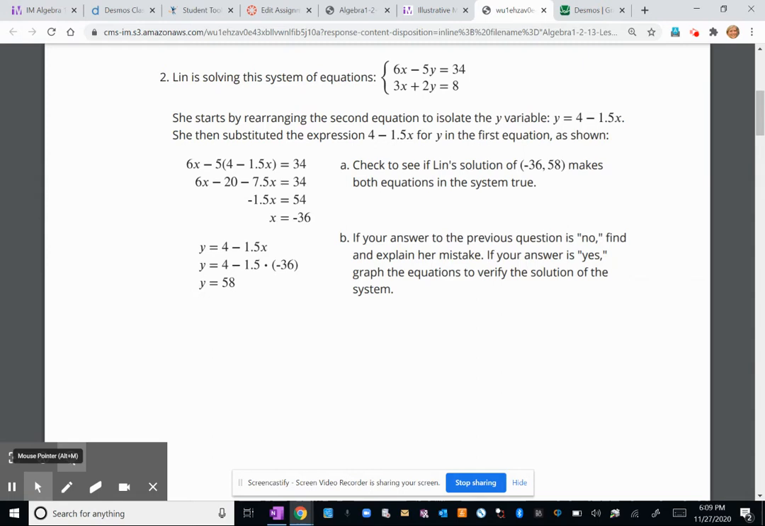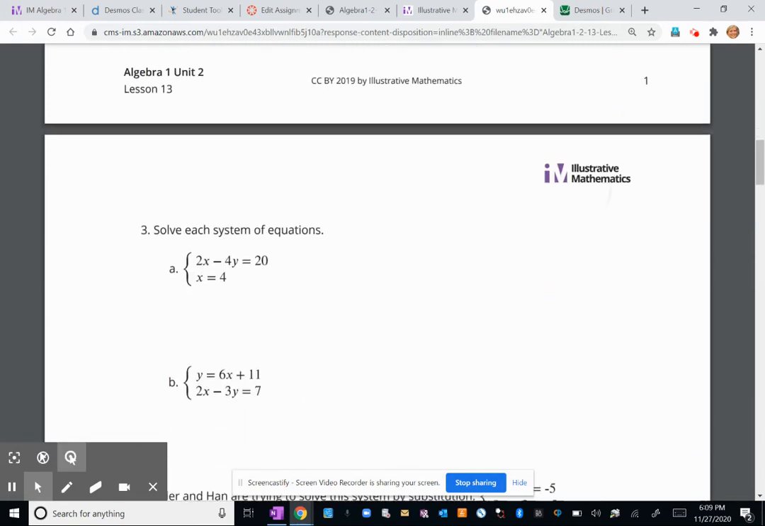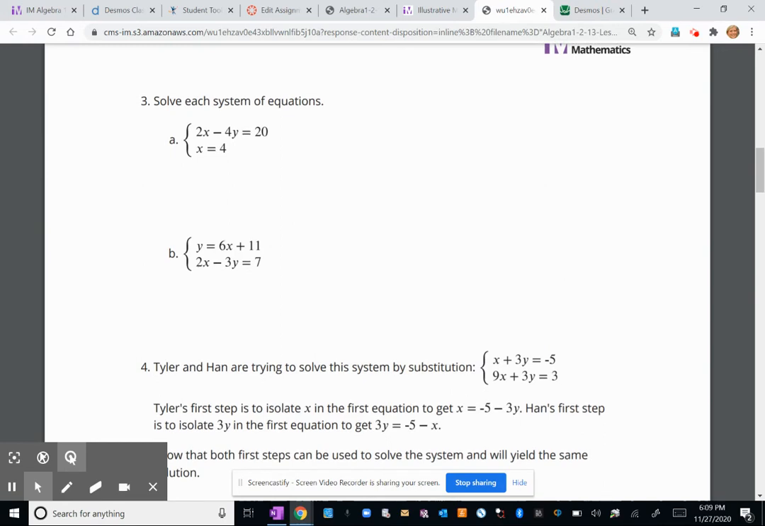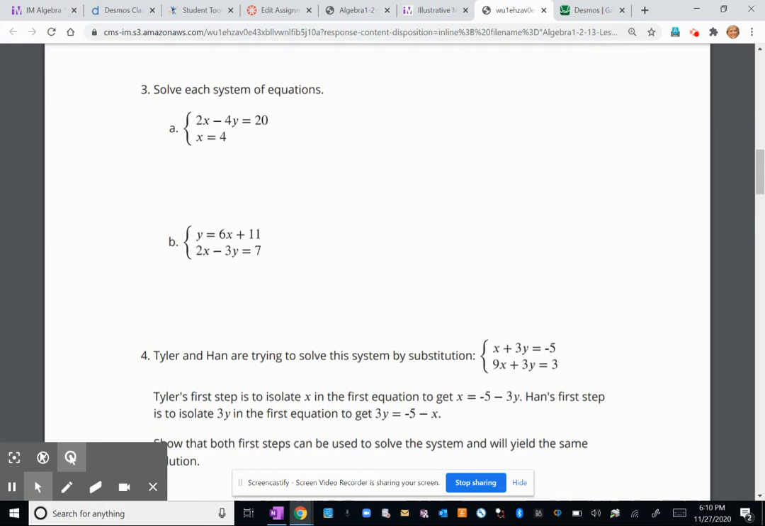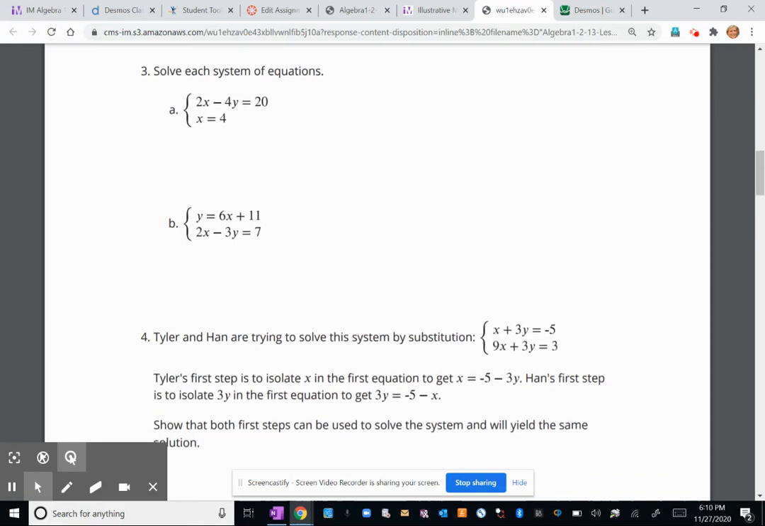Okay, moving on to number 3, where we're going to solve each system of equations. So let's remember when you solve a system of equations that you have an answer for x and an answer for y. So we'll start with the first one.